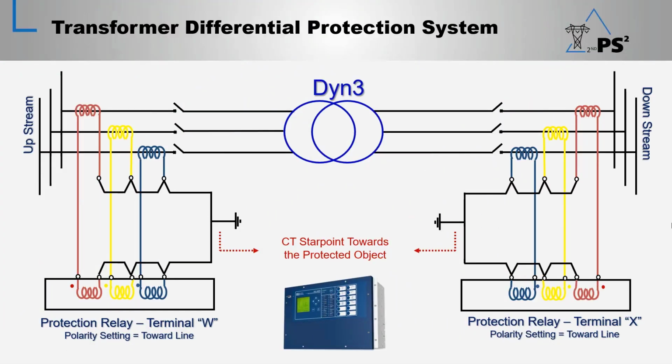And this would be the final three wiring diagram where the current transformers, which are placed on the upstream and downstream sides of the transformer, are connected to our protection relay, which is the cell 487E. As we can see, the CT star points are towards the protected object, which is our transformer, while the other sides of the current transformers are connected to the dot point of the CT input of the protection relay.